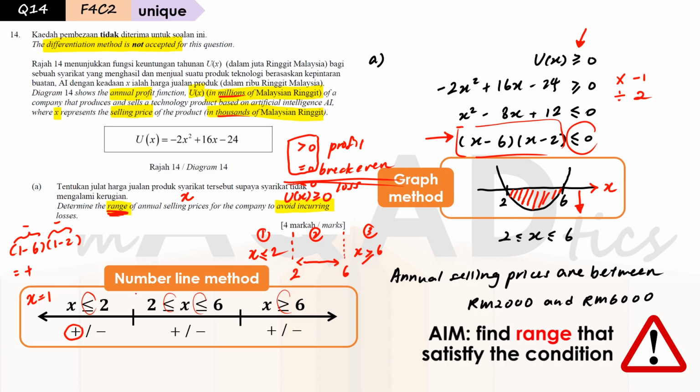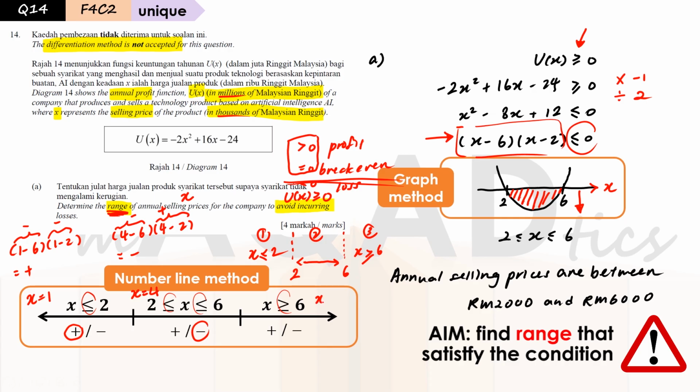And let's go to the second part. Let's say for this range, I choose x equals to 4. Alright, so 4 minus 6 multiplied by 4 minus 2. So the first value here is a negative value. The second value is a positive value. So negative times positive is negative. Alright, so this will be a negative value.